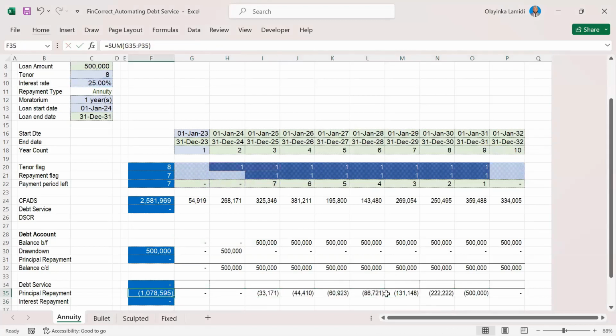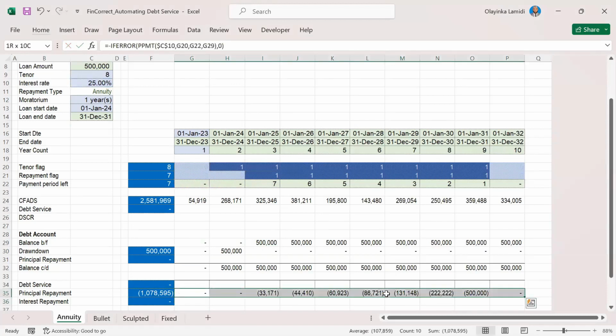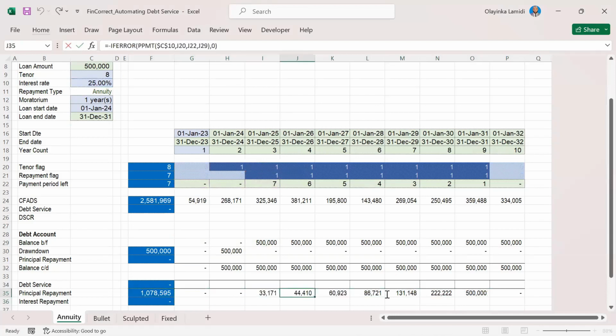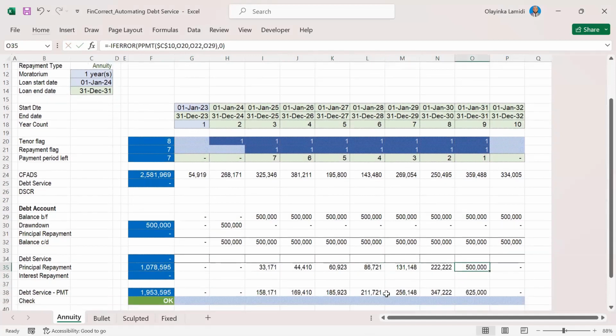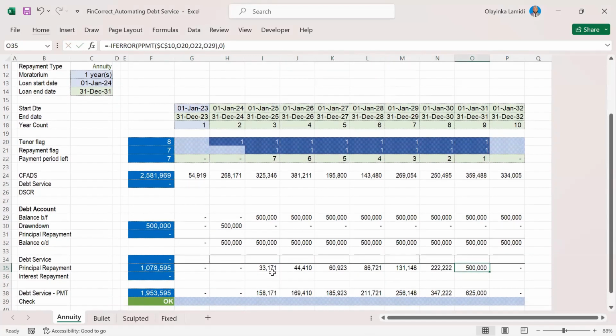Okay, this will be good, but one thing is I want this to be positive instead of negative. Then I'm going to use minus and fill right. So for each of these figures, this is the loan amount that I have to pay. So I would definitely come back here and then estimate my interest repayment.